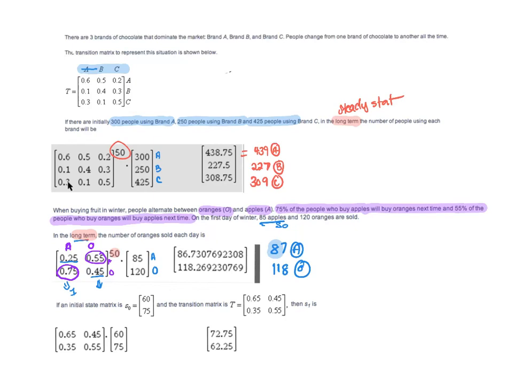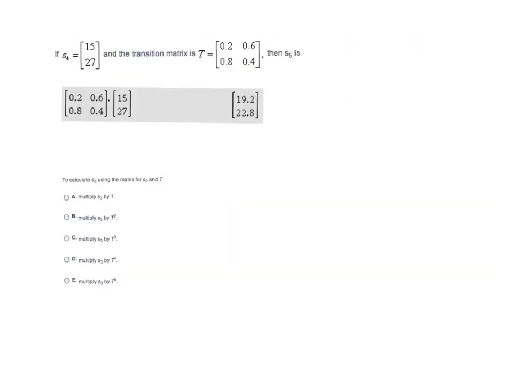Okay, now this one, they've just said, this is just a basic question. They said if S0 is that and the transition matrix is that, then what is S1? So I have just simply done transition times S0, to get S1, two times that. And go to the next page.